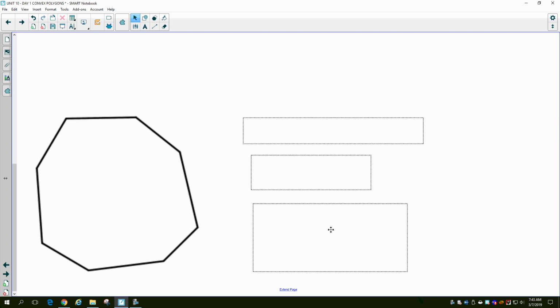I want you to pause, and I want you to try this one. I want you to name this polygon by its number of sides. I want you to tell me the sum of the exterior angles and then the sum of the interior angles.